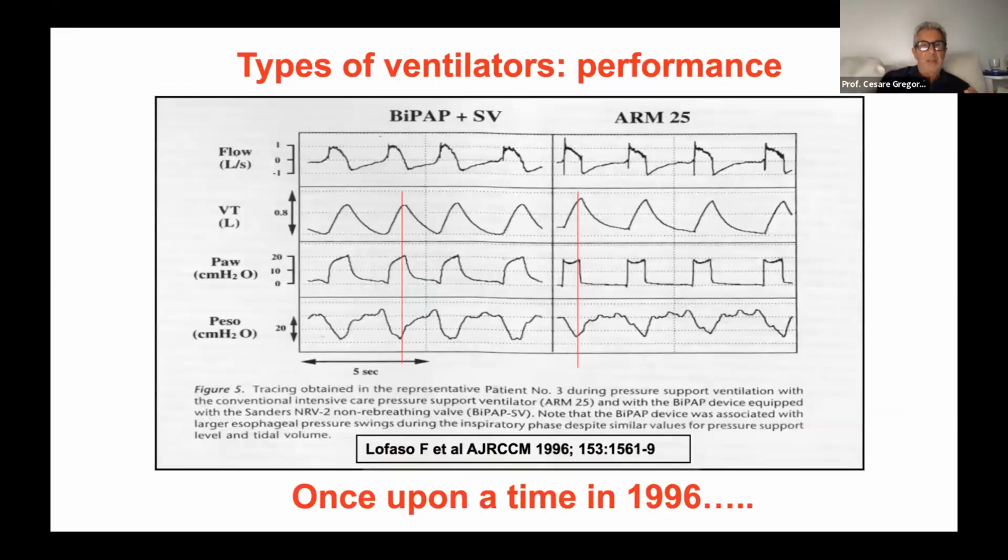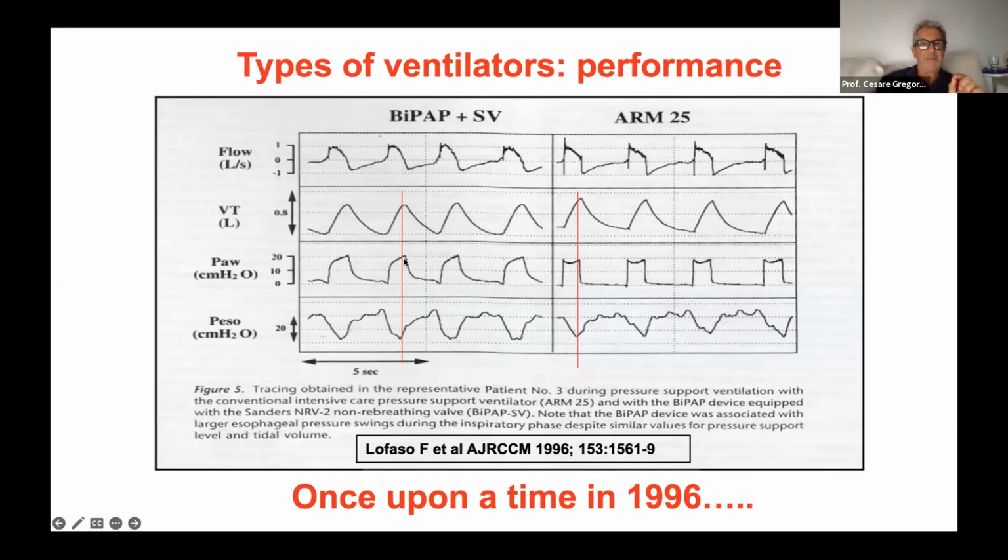So this is a very interesting slide. It comes from a paper published in the Blue Journal by Lofaso in 1996. Two ventilators: on the left side is a turbine-driven one, on the other side is a high-pressure compressed gas ICU ventilator. So the same pressure applied to the respiratory system. We can see flow, tidal volume, pressure applied to the respiratory system, and esophageal pressure.